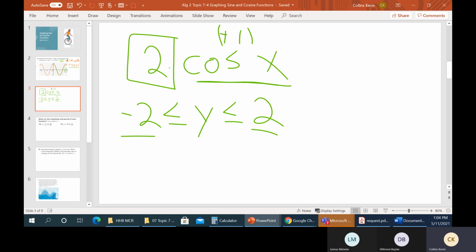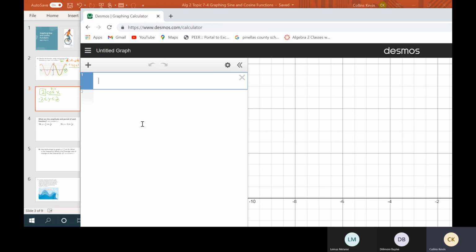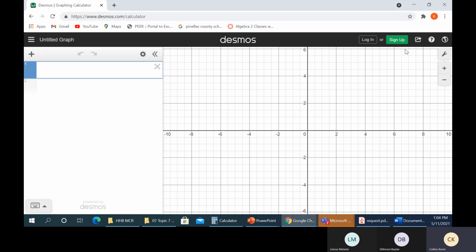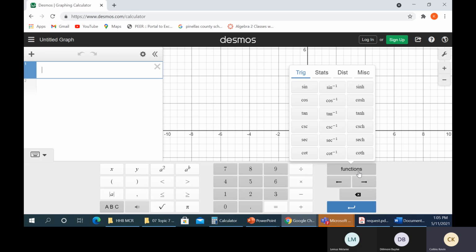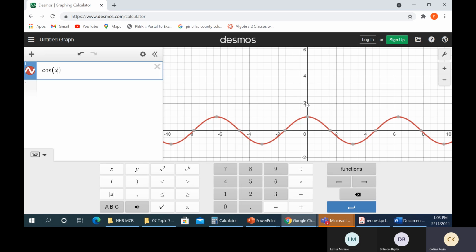So maybe let's bring in Desmos. We'll pull out the heavy artillery today. We had the animation earlier, and then we'll do some Desmos here. All right, so Desmos incoming. So let's go down here, and we'll go to functions, we'll go to trig functions, we'll go to cosine. So cosine of x. All right, so there's our guy.